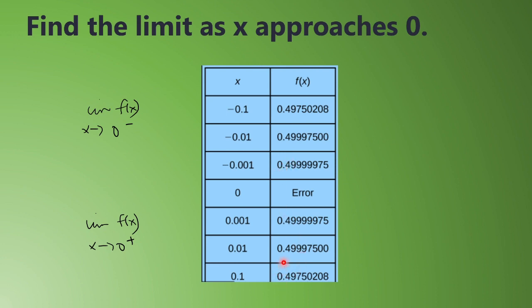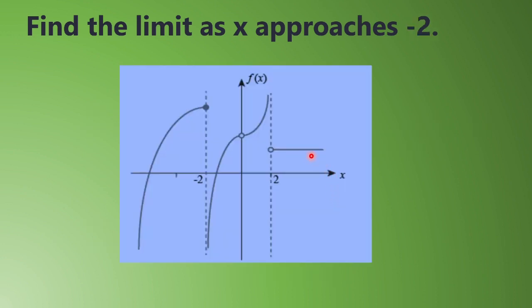And on this side, it is also approaching the same number, and that would be 0.5. So to answer the question, what is the limit of the function as x approaches 0, since the left-hand side limit is equal to the right-hand side limit of the function, then our answer is 0.5 for this table of values.